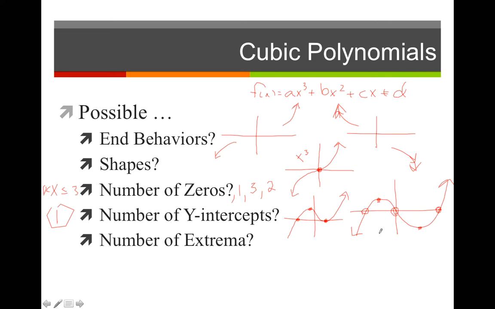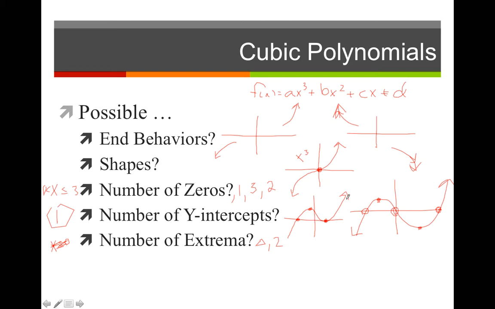And if you try to draw a whole bunch of cubic functions, you'll start noticing I could have 0 or 2. Try to draw a cubic function where you only have one minimum or one maximum. It's just not going to happen. I can have 0 like this function here, or I could have 2 like these two functions here.